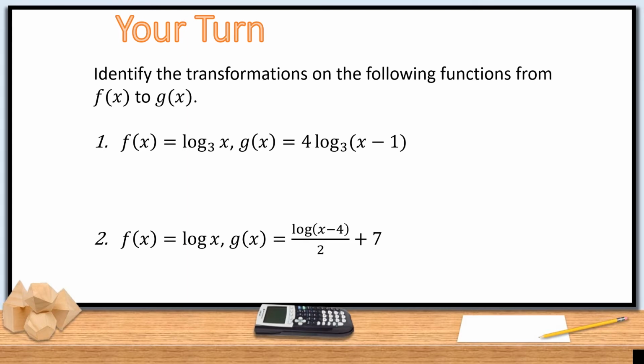Okay, so in this one, you're given the parent function f of x, log base 3 of x, and then you're given the transformed function, 4 log base 3 of x minus 1. So the base stayed the same, so we can compare these two as a transformation. If the base value changes, you cannot compare them using just straightforward transformations. So a value of 4, which means we have a vertical stretch by a factor of 4, and then we have x minus h, which means that h is equal to 1, so we have a translation right 1 unit.